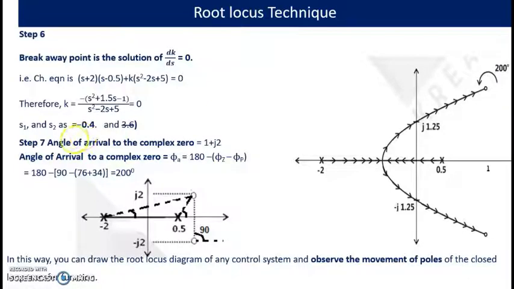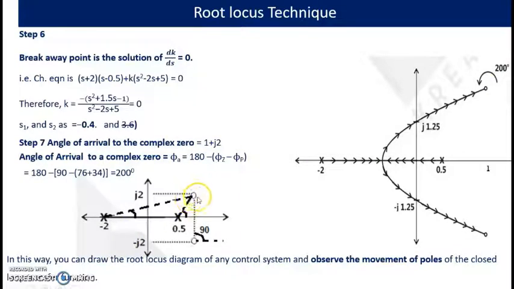Then also find the angle of arrival to the complex zero. Here two zeros are there, complex zeros. So we need to find the angle of arrival, in which direction this root locus branch will come and terminate. So you have to find that particular angle. For that the equation is 180 minus φz minus φp, where φz is the sum of all angles subtended by the remaining zeros and φp is the sum of all angles subtended by the remaining poles.